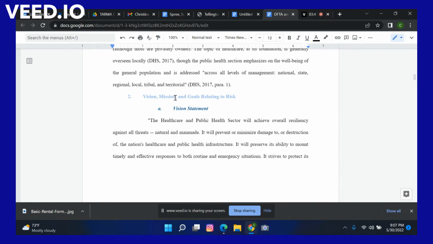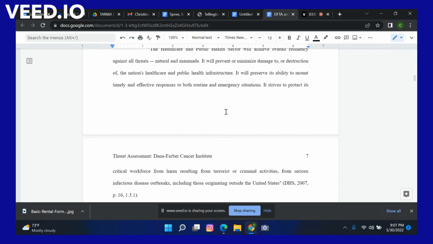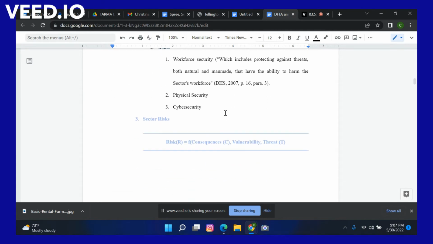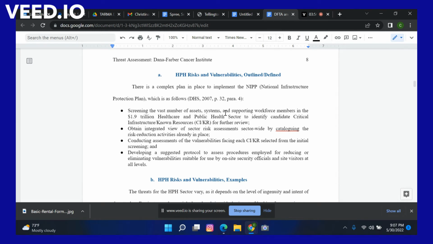Next, we have the vision and mission statements and the goals relating to risk. And this can be found on my LinkedIn page.